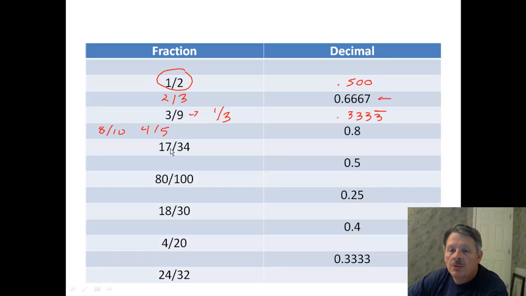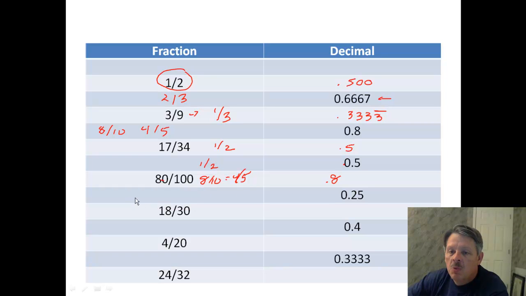17 and 34, you'll notice that 17 goes into 34, and it goes in twice, so that's 1/2. So this one over here is going to be 0.5. Speaking of 0.5, that means that your reduced fraction should be 1/2. Pretty simple. 80/100, you can tell that that's 8/10, which is the same as 4/5. Well, we already did 4/5, and 4/5 is 0.8.